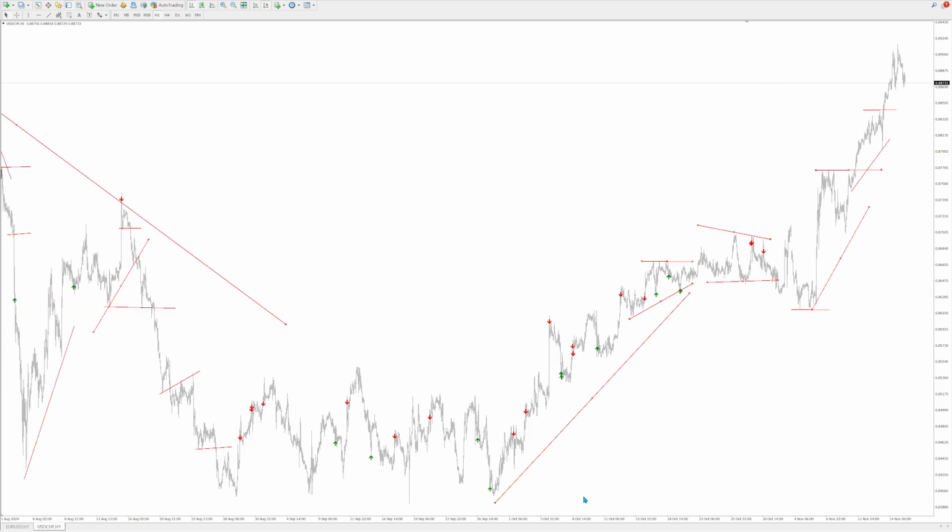So yeah, I can see how there is potential here. However, you're going to have to use your own logic to take trades. I wouldn't blindly take these arrows, especially in a scenario like this, a ranging market, when you can just get whipsawed in and out.